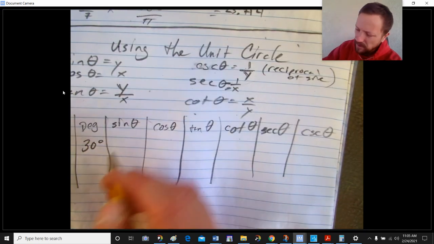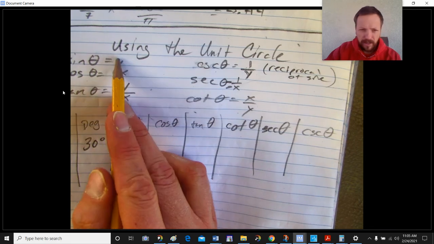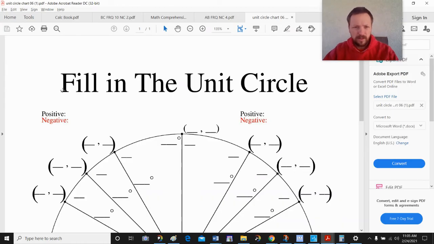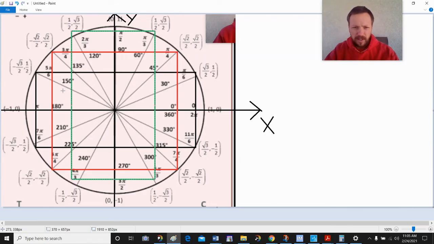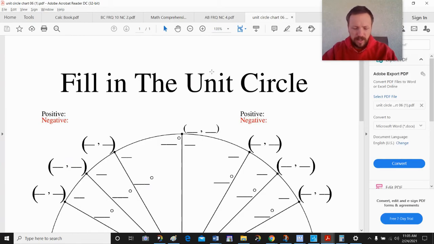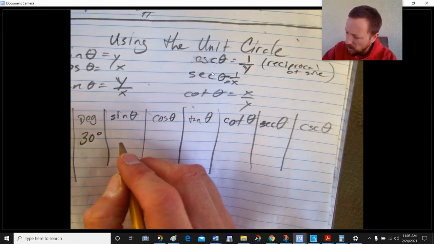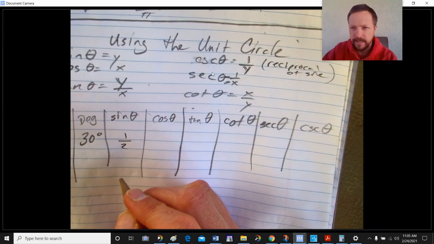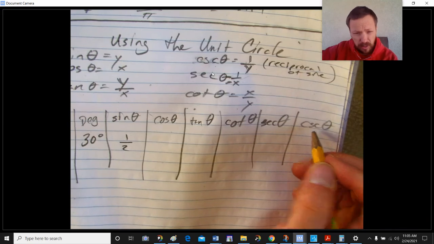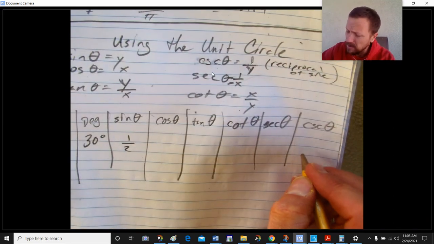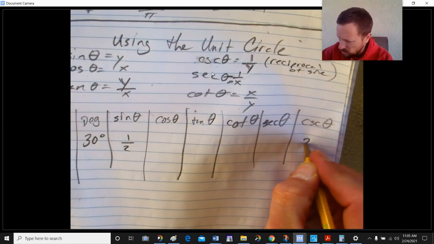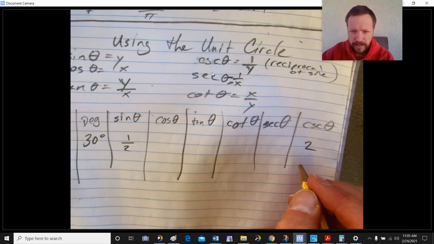All right, so the sine of theta, again, this is the y value. So what you could do is look at the unit circle and fill that one out. On the unit circle, the y value at pi over 6 is 1/2. So we come back over here and say, hey, boom, 1/2. Cosecant is the reciprocal of that. The reciprocal of 1/2 is 2. So I put that. Sweet.